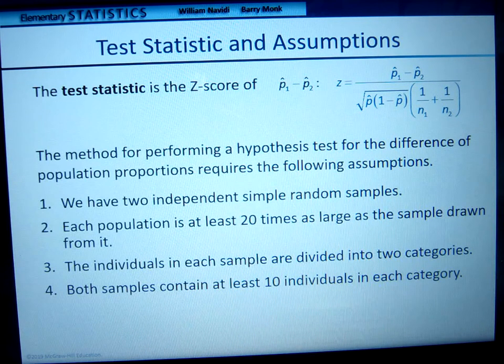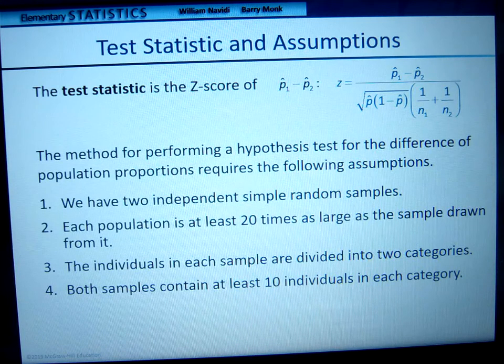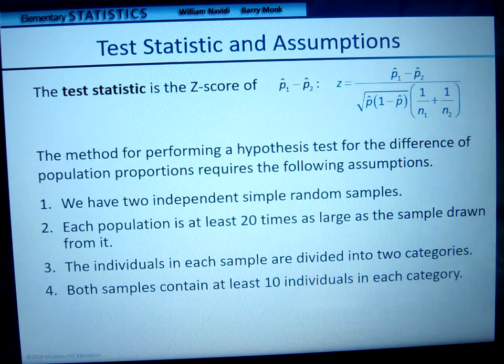So the method for a hypothesis test for the difference of the population proportions will require the following assumptions. We have to have two independent, simple random samples. Each population is at least 20 times as large as the sample drawn, and the individuals in each sample are divided into two categories. Both samples will contain at least 10 individuals in the categories.